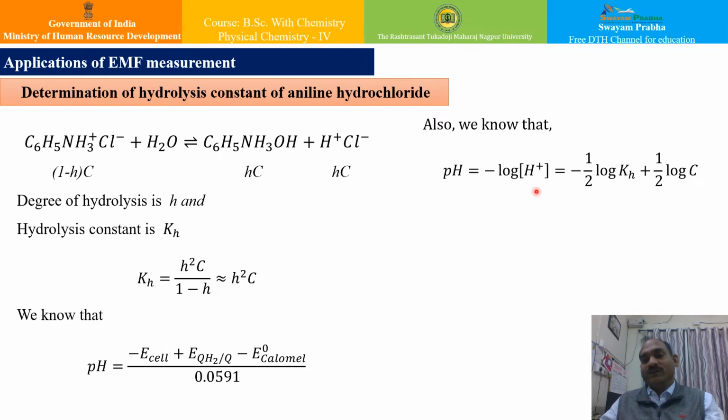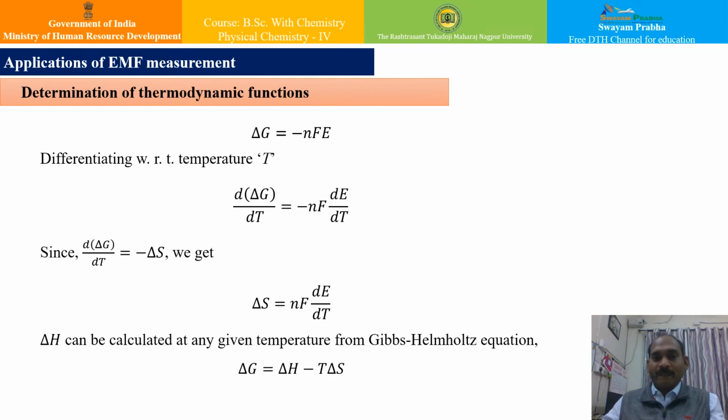So this is an excellent way of finding out the hydrolysis constant of aniline hydrochloride. This experiment can be performed very well in the laboratory, and it hardly takes a few minutes to perform. With very small experimentation, we can find out this hydrolysis constant and compare this value with the literature value. That is one of the excellent applications of the EMF measurement.